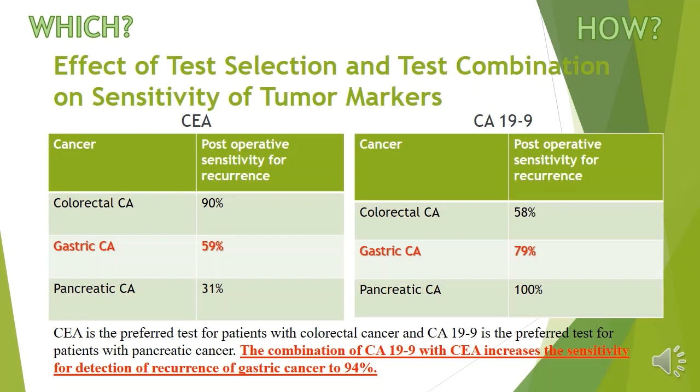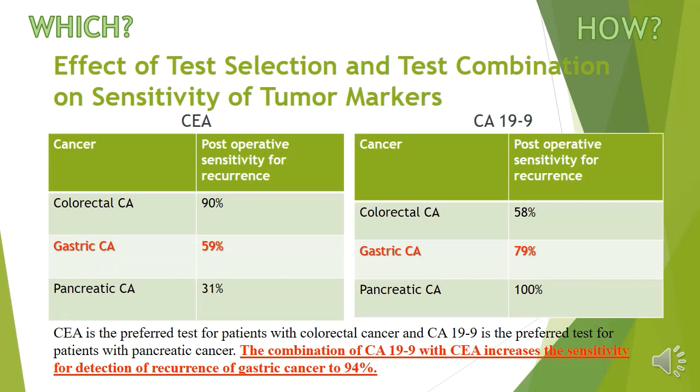You have to use it for pancreatic carcinoma. For pancreatic carcinoma, CA19-9 has a 100% sensitivity. For pancreatic carcinoma, CEA has only 31% sensitivity. So which tumor marker will you use? CA19-9. For colorectal, you will use CEA. Only one tumor marker, enough. But for gastric carcinoma, both have moderate sensitivity, so please use them in combination. Understood? This is a very important slide.